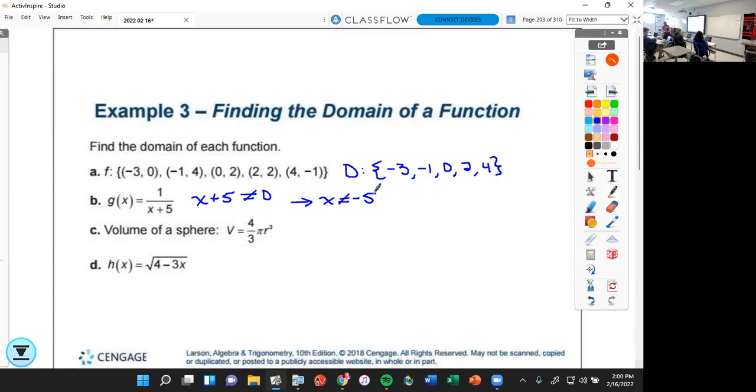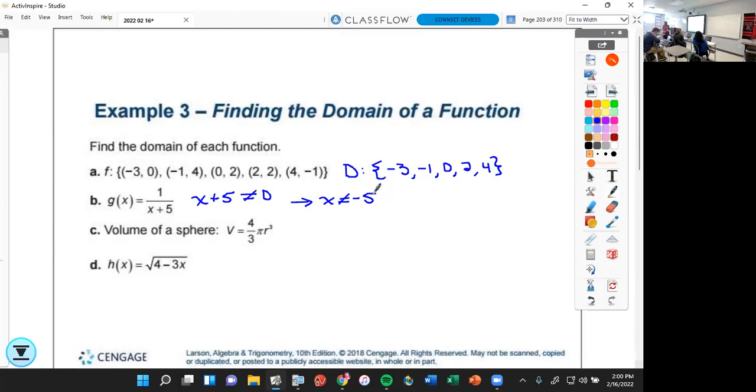Okay, C, the volume of a sphere, V equals 4/3 pi r cubed. What's the domain? V equals 4/3 pi r cubed. How do you even calculate that? Plug numbers in. Yeah, but you don't know the radius. R is the radius. Tell me what R has to be.